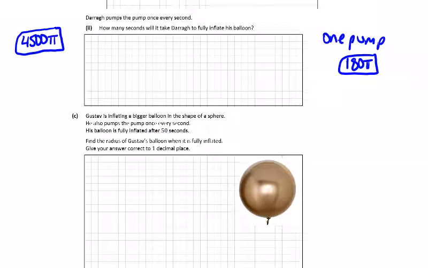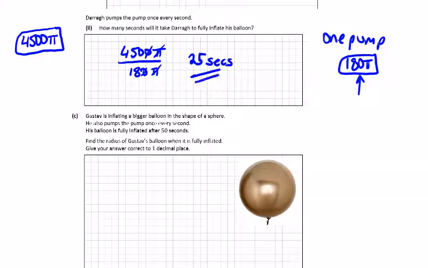So just bringing the information down, we're told Dara pumps the pump once every second. So one pump, we saw in part A, 180 pi goes in, centimeters cubed. How many seconds to fully inflate his balloon? Well, the total volume, 4500 pi, divided by 180 pi. The pi's will cancel now, and the zeros cancel. So 450 divided by 18 is how many seconds it will take. 450 divided by 18 is 25. I'm getting 25 seconds on my calculator, just double and triple checking. 25 seconds to inflate the balloon.